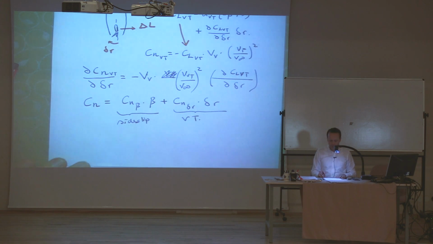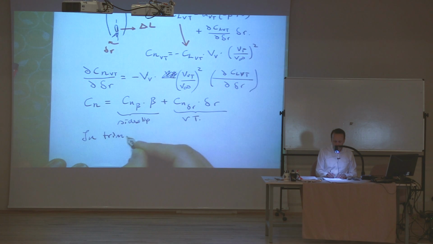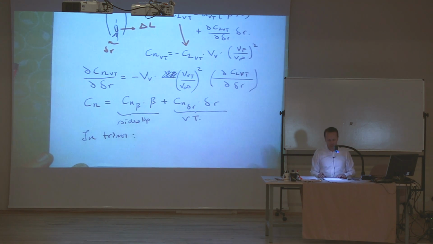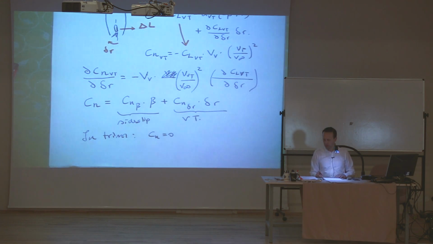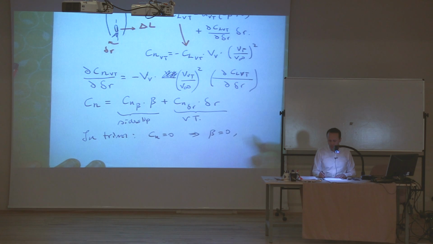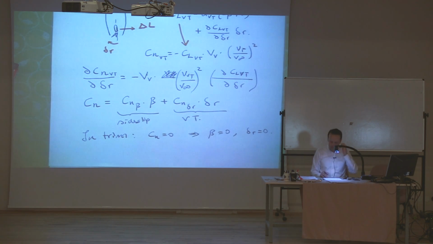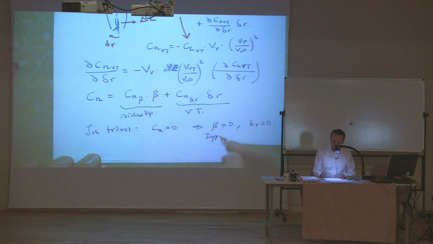So in trim, what happens is that Cn must be equal to 0, which really means beta is equal to 0 and del R is equal to 0. So that's what happens in trim. That's a typical trim condition.